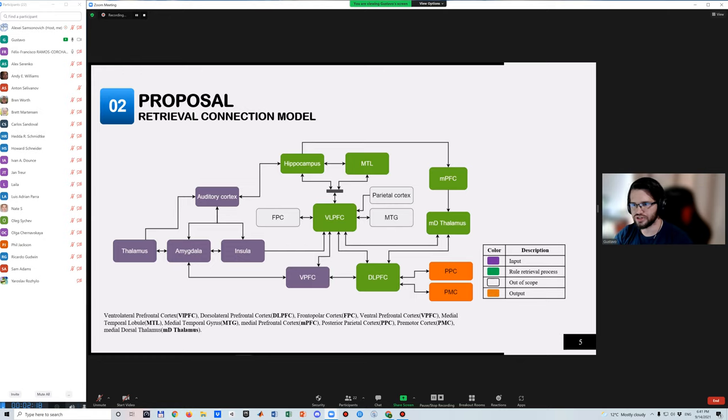Our proposal begins with this diagram, which details the connections between brain areas related to the retrieval of rules, which are shown in green, and other relevant areas such as the purple areas, which are related to perception, and the orange areas related to action. Over here, both the purple and orange, although they are really important, are not covered in detail in this paper. They, however, play an important role.